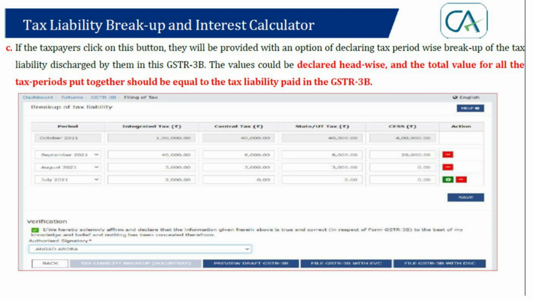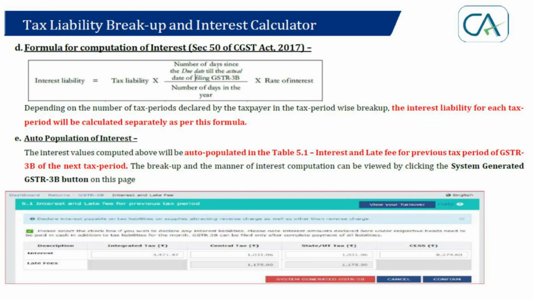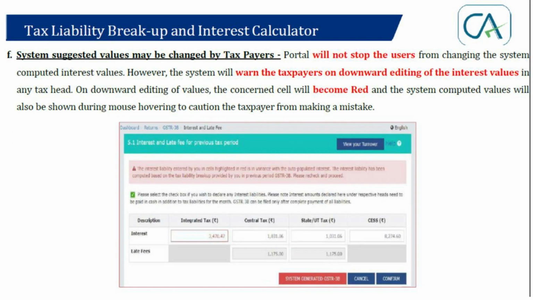We already know the computation method, which is the number of days divided by 365 days into the tax liability: 20,000 into 6 months divided by 12 months into 18%. As simple as that, right?